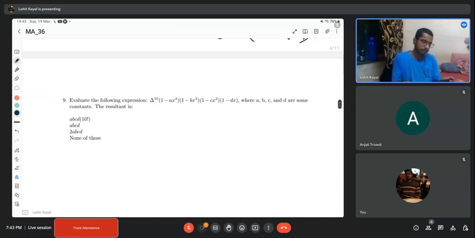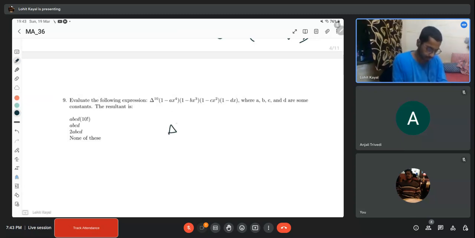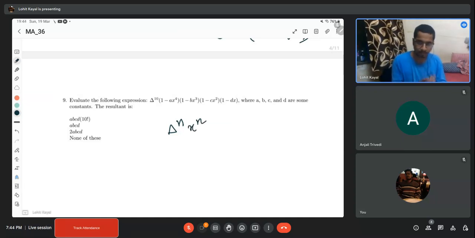Right. So in the lecture, what will it be for a polynomial? If I have delta to the power n, what will be delta to the power n of x to the power n? Let's solve this. Suppose, let us do a simple case, n equal to 2. Then I will solve this question because this question is related to this solution.